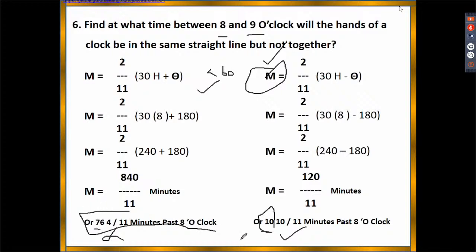Remember, for 0 degrees you may get one answer. For 90 degrees you may get two answers correct. And for 180 degrees only one answer, that is the correct one. You get two different answers, but one answer is not valid because that required time is greater than 60. But we need to find the time that should be less than 60. Okay, so only one answer is correct: 10 10 by 11 minutes after 8 o'clock.